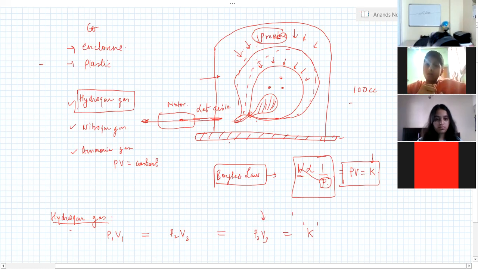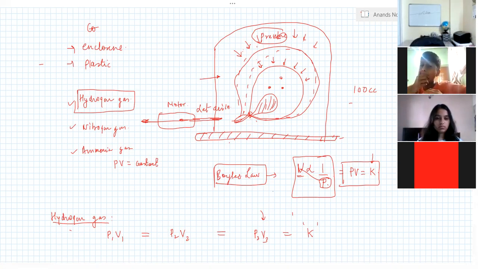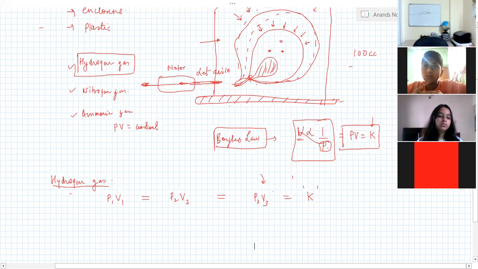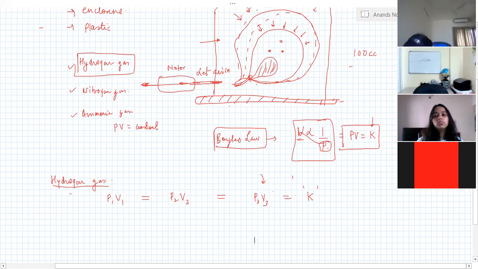So whatever the pressure may be, correspondingly volume will increase or decrease such that the product of this is going to remain a constant. And this is true for all gases. You can take nitrogen, you can take ammonia, any gas will give you the same result. Is it all right? Okay. Yes, sir.